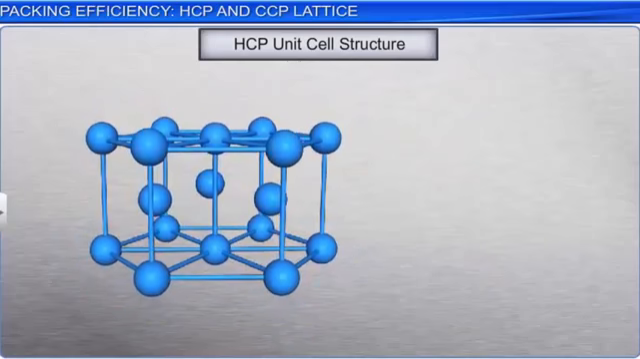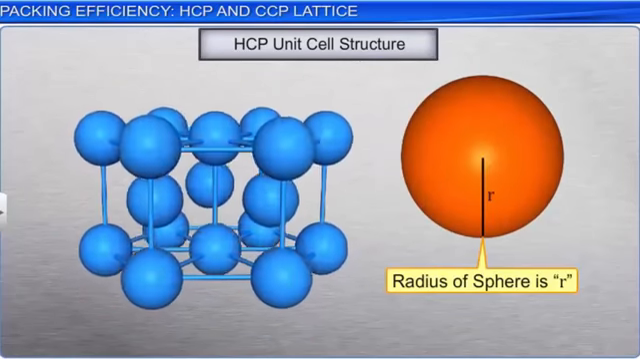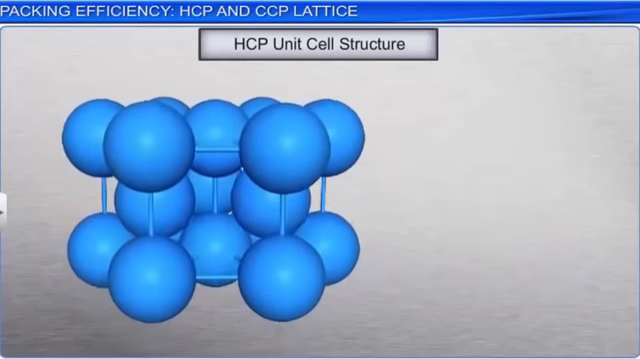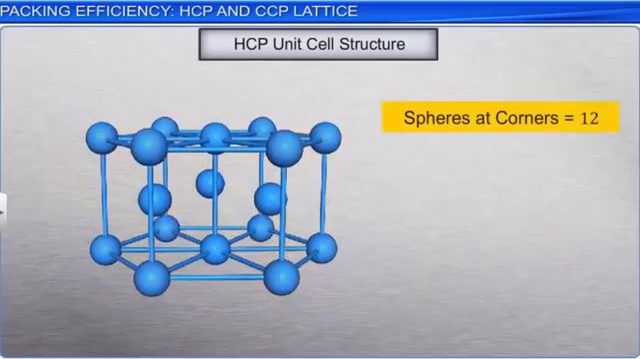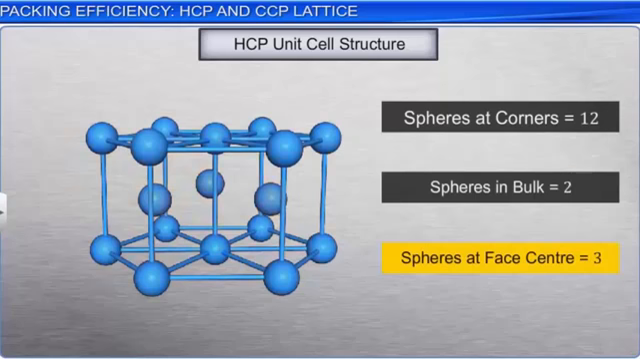Each unit cell has 17 spheres with radius r, and the edge length of the unit cell is 2r. Among these, 12 spheres are at the corners of 2 hexagons, 2 spheres are at the centers of the 2 faces above and below, and the remaining 3 are in the middle of the unit cell, as shown here.